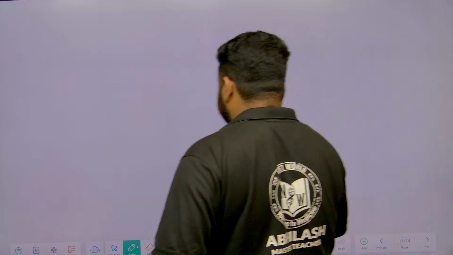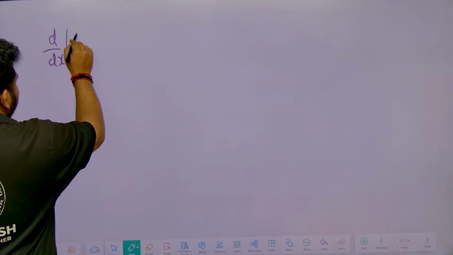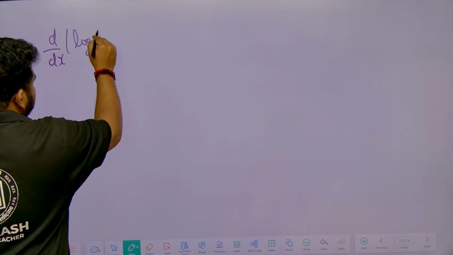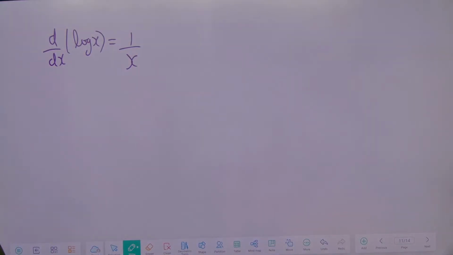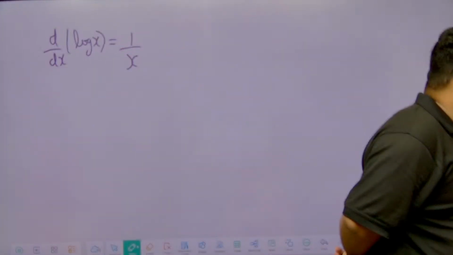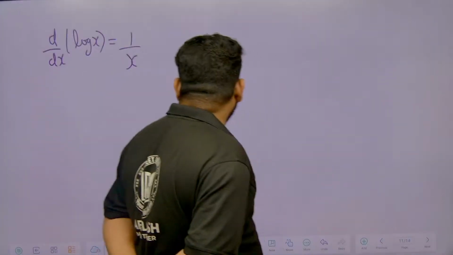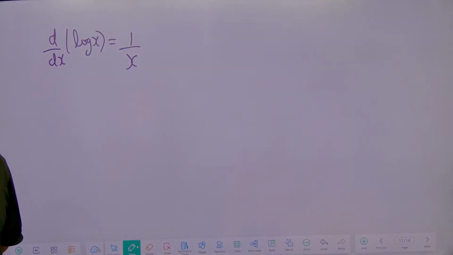Now I was talking about sin x and cos x. Similar to this, we have d by dx of log x, which is nothing but equal to 1 by x. Clear? You have to know this. Based on these formulas, we learnt d by dx of x, 1 by x, square root of x, sin x, cos x and log x.